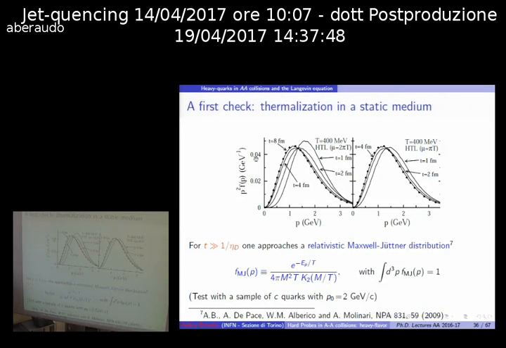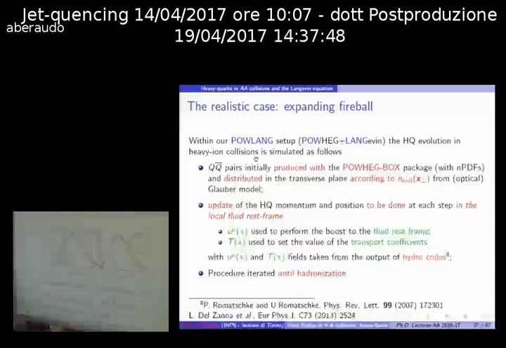And this is a check. Here you can check that the algorithm is able to describe the approach to thermal equilibrium. This is a test that we did by starting with a sample of a few million quarks, all with the same initial momentum P0, and then we let the system evolve. Depending on how large the transport coefficients are, you see that after a few fm/c you go on top of an equilibrium relativistic Maxwell distribution. So the algorithm is able to describe the approach to thermal equilibrium.